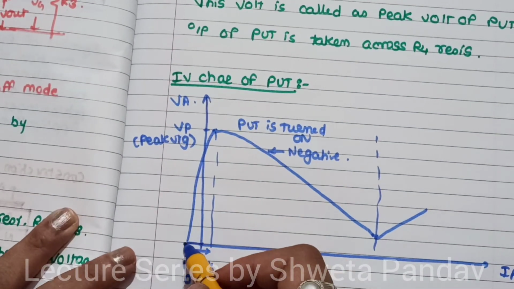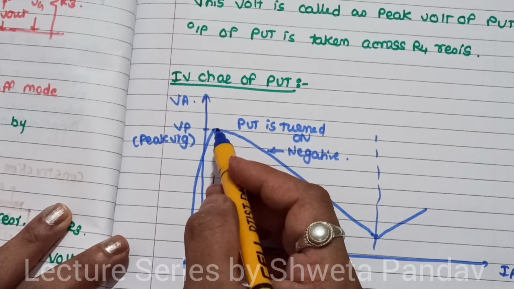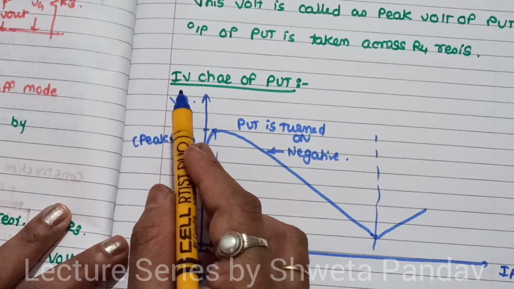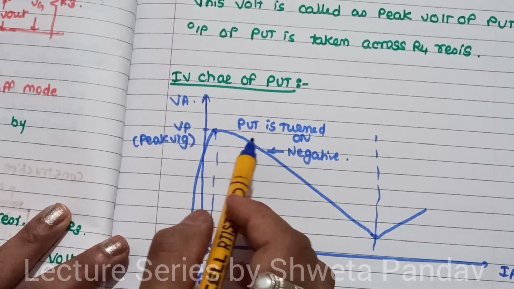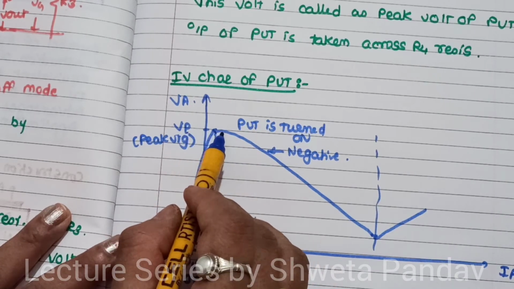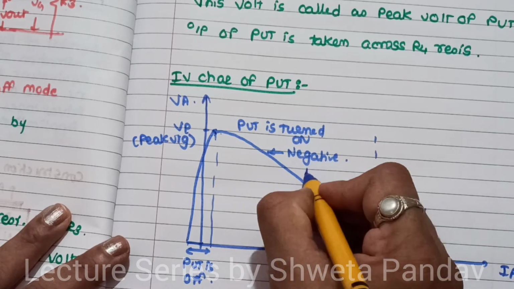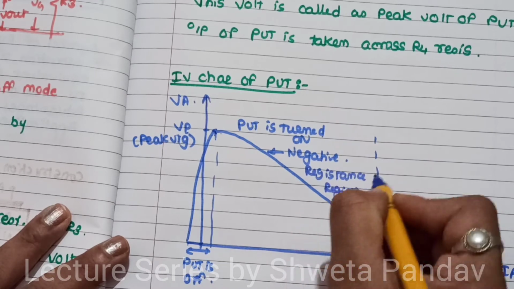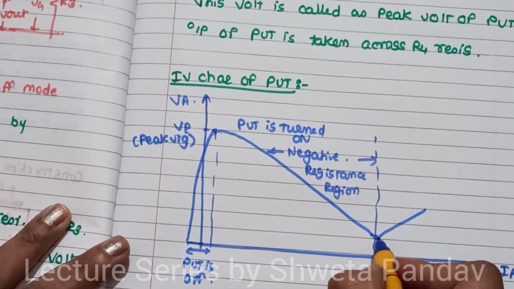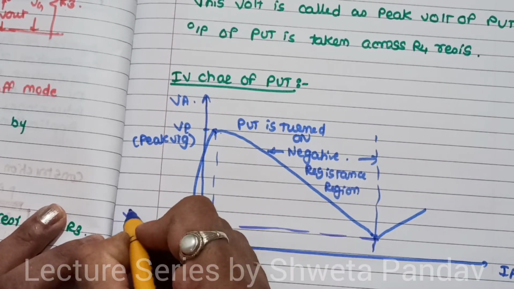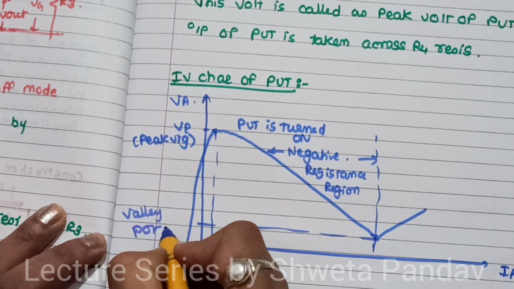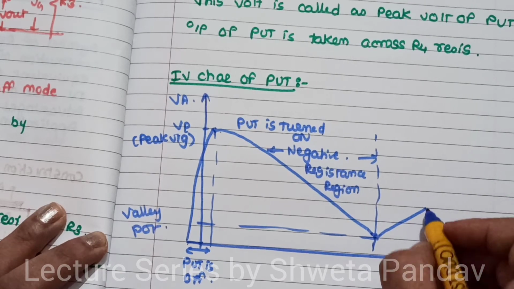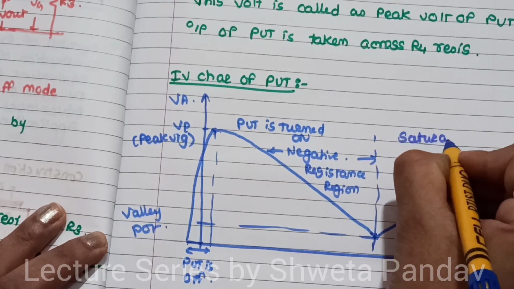Okay, initially the voltage across the PUT is less than the peak voltage, so the value of current is very small. After reaching the anode voltage to the peak voltage, the PUT is turned on and the voltage across the PUT goes on decreasing. So this region is called as negative resistance region. After valley point, the voltage decreases. This is called as valley point. And after reaching the valley point, the voltage again starts increasing. So this region is called as saturation region.